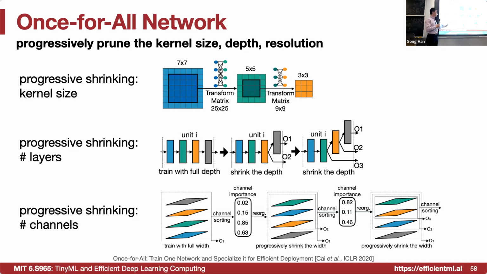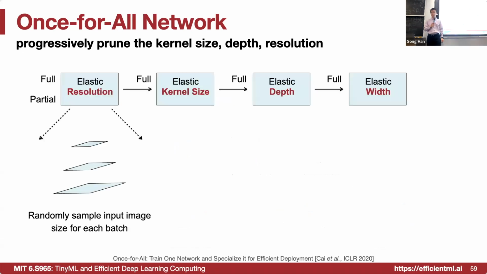And for the width, the number of channels, we start by training with all the channels. And then we learn this channel importance. We sort it and reorganize it such that we can train an even smaller amount, only 3 channels rather than 4 channels. And then either 2 channels, 3 channels, or 4 channels. So this is basically the steps of progressive shrinking.